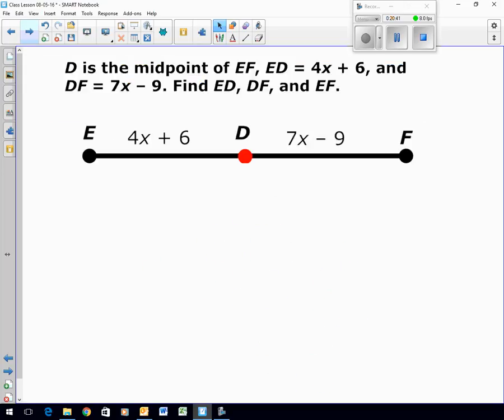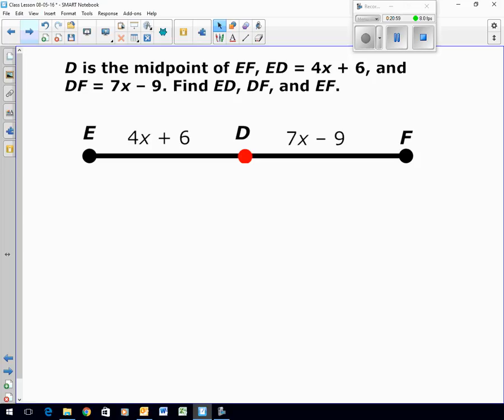Ooh, here's a good one. Here's a good one. Okay. D is the midpoint of EF. E to D is 4x plus 6, and D to F is 7x minus 9. Find E to D, D to F, and E to F. I'm actually just going to show you how to set this one up.